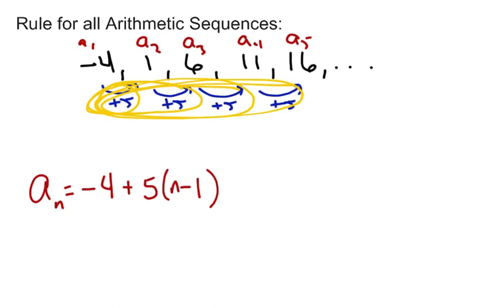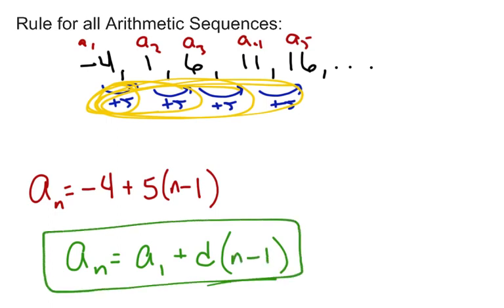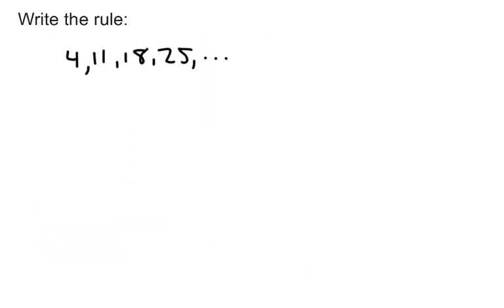So making this even more general, if we wanted to come up with the general formula for the nth term of an arithmetic sequence, we have to start somewhere with our first term. And we're going to add the common difference over and over and over again. How many times? N minus 1 times. And this will be our general formula for all arithmetic sequences.